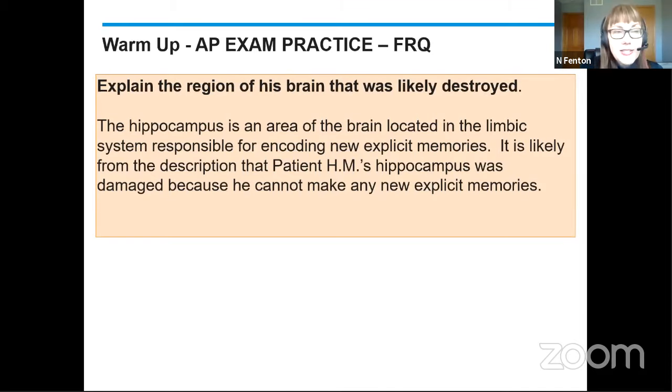And one of the interesting things about research with patient HM is they gave him, for example, a puzzle, like a jigsaw puzzle. And they asked him, have you ever seen it before? Maybe it was a puzzle with a scene of like the beach, right? No, never seen it before. And he would put it together. Then they would give it to him the next day, the same puzzle. Have you seen this before? No, because he couldn't encode that explicit memory for having seen the puzzle.